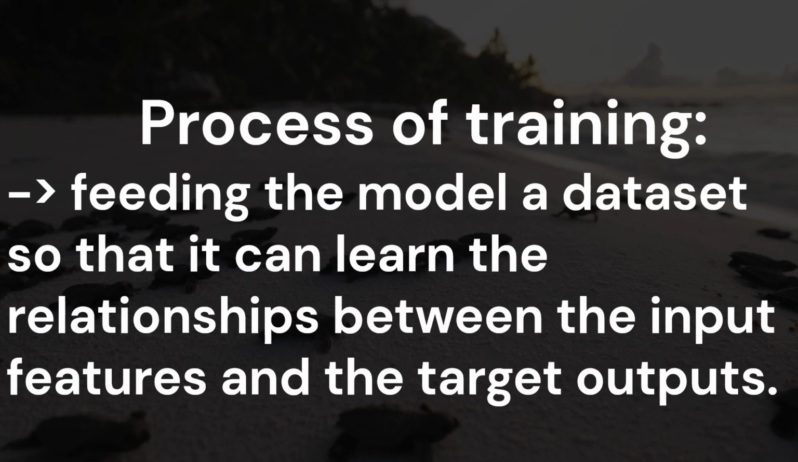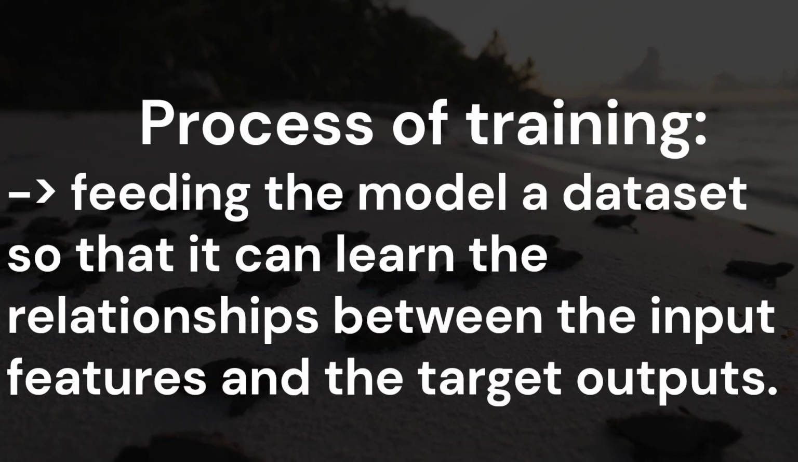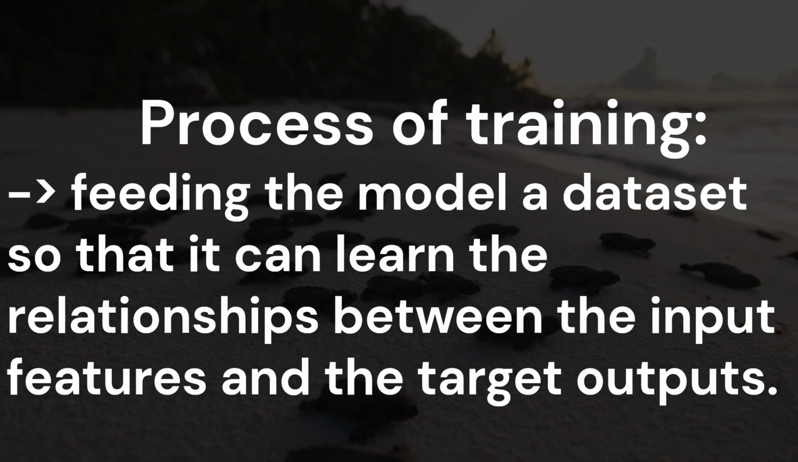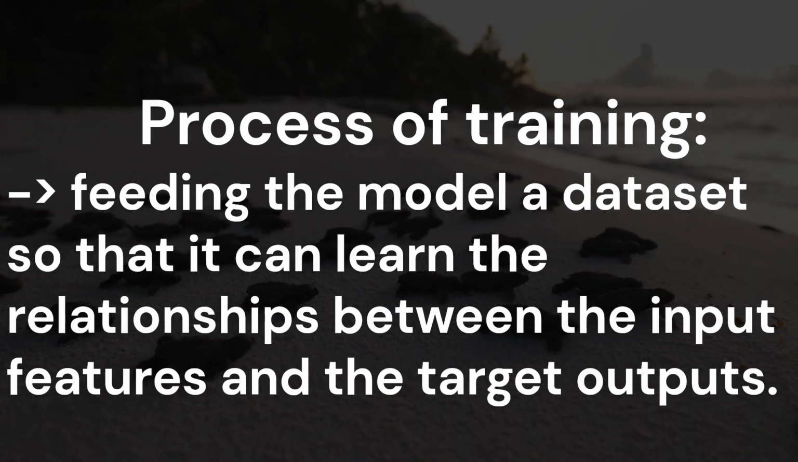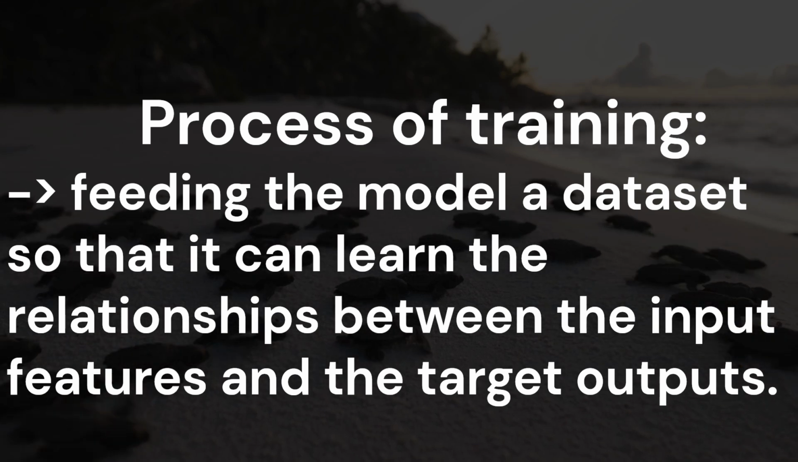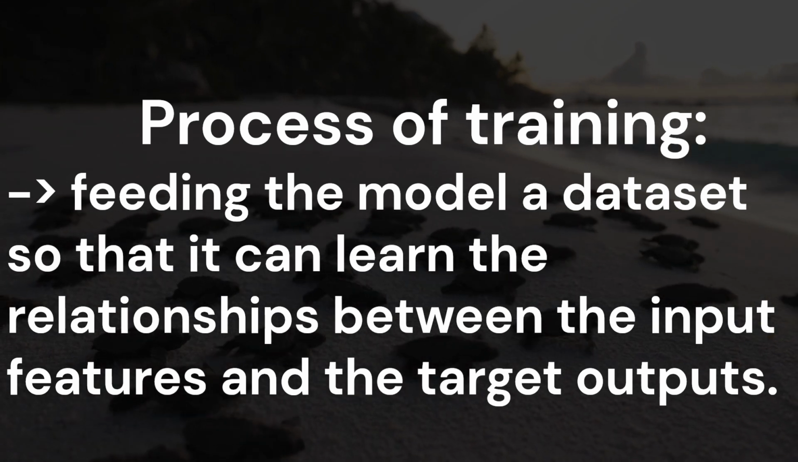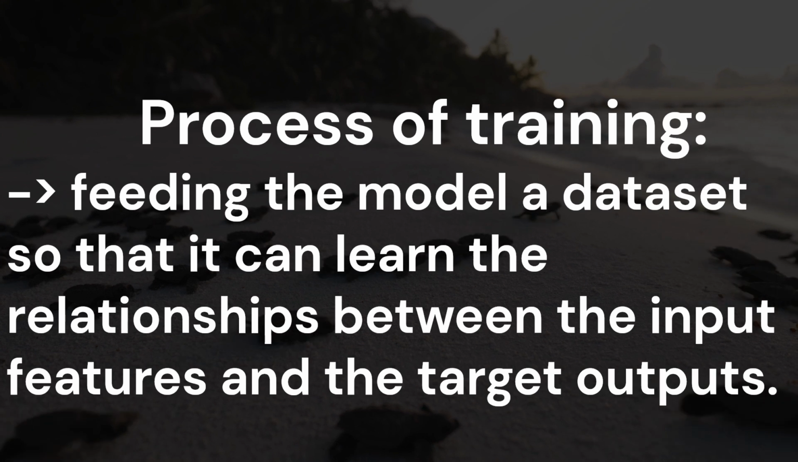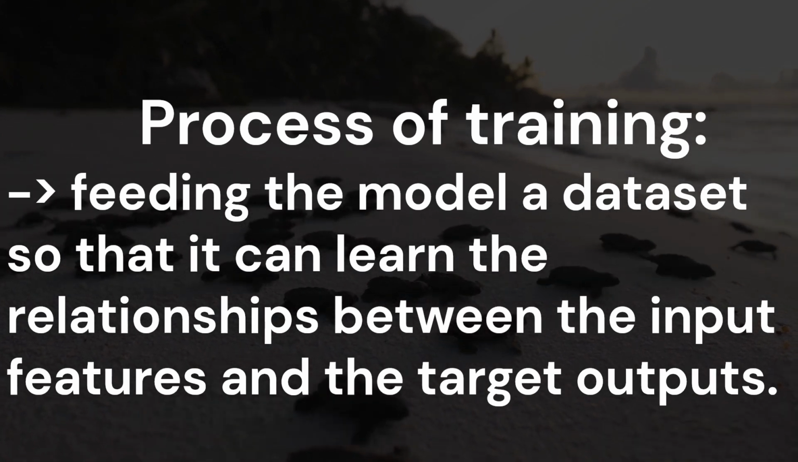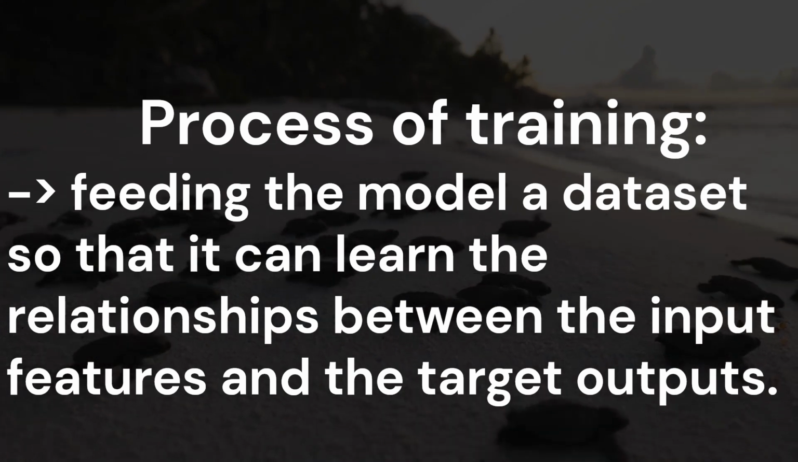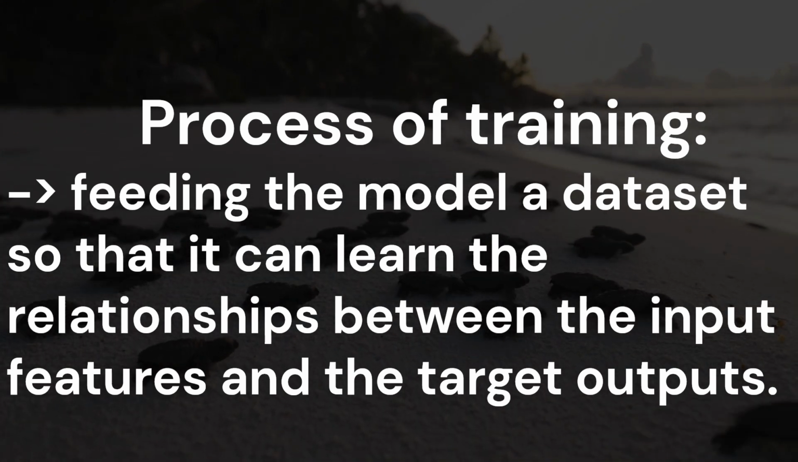The process of training and testing is crucial for building a reliable model. Training involves feeding the model a data set so that it can learn the relationships between the input features and the target outputs. Typically, we split our data into two sets, a training set and a testing set. The model is trained on the training set and then evaluated on the testing set to see how well it performs on new unseen data.